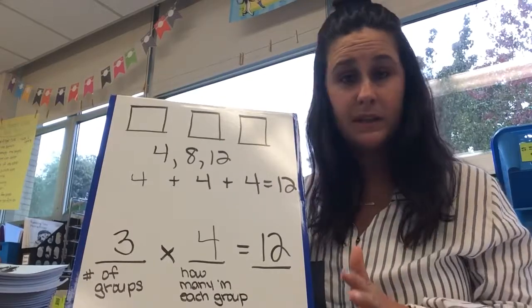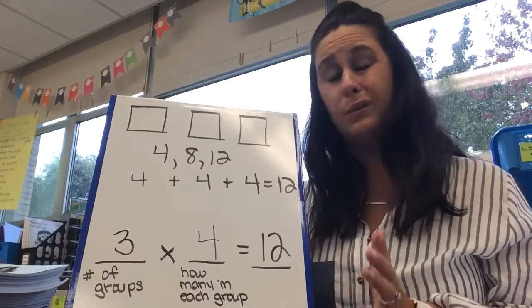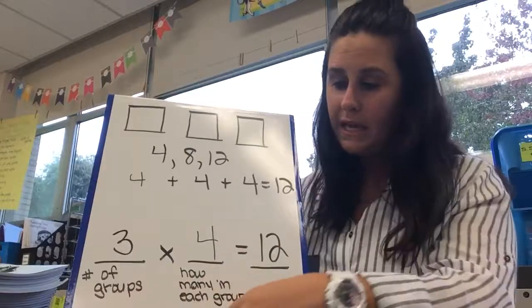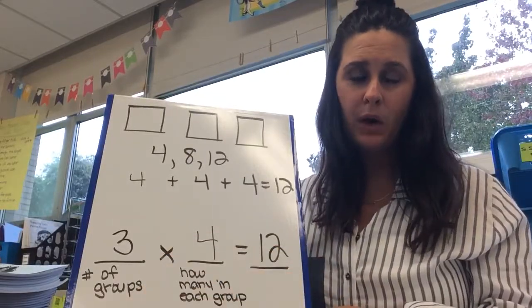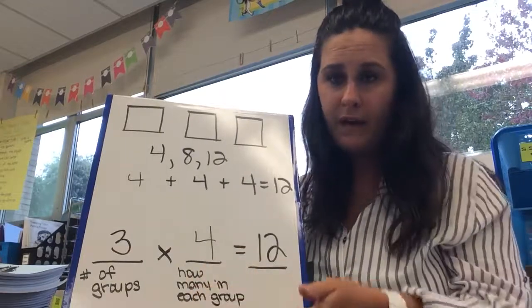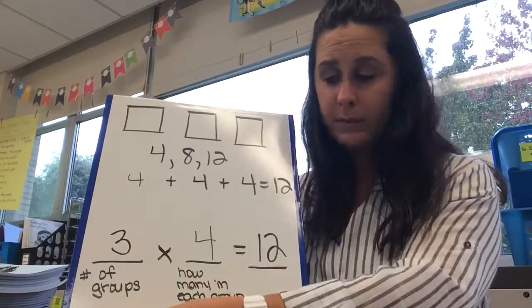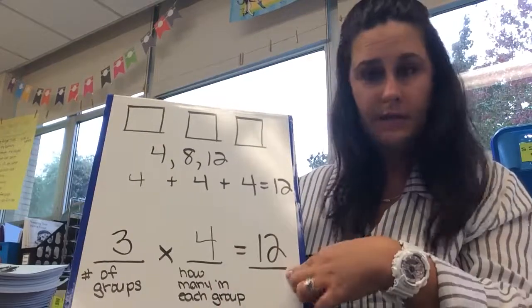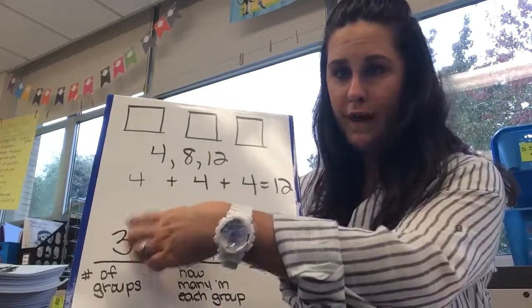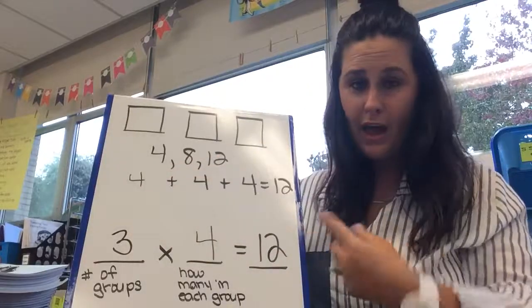Okay, so I hope that this was really helpful. The students did a really great job with this today. The only thing I think some students might struggle with is the order of the numbers. So that's why I wanted to show you this, the order of the factors. So again, the first number is how many groups there are. The second factor is how many there are in each group. And then you're already going to know your product. Our two factors and our product.